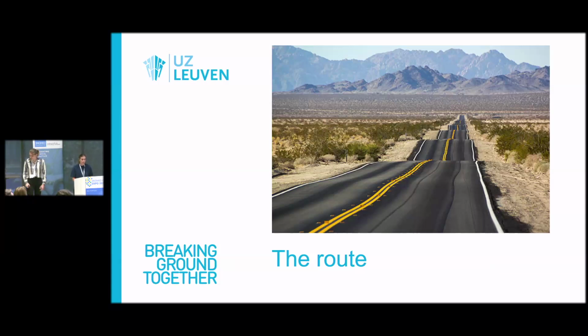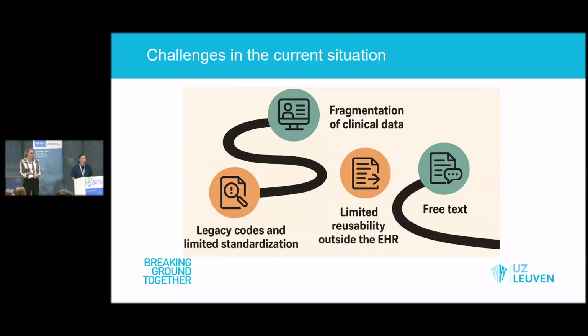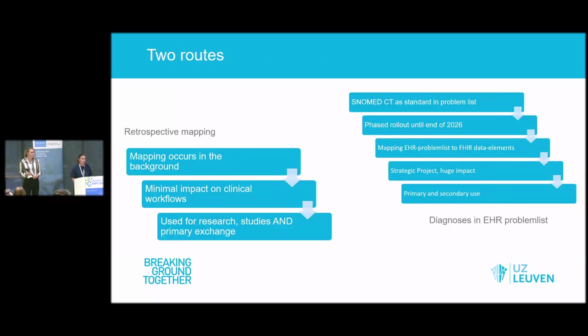That being said, the route, yeah, how are we going to do this? What can we do with what we already have in our system without interfering in clinical workflows in a very huge way? So what do we have? We have fragmentation of clinical data. We have limited standardization. We have legacy codes. We have free text. We have a lot of things, and we have a lot of limited reusability.